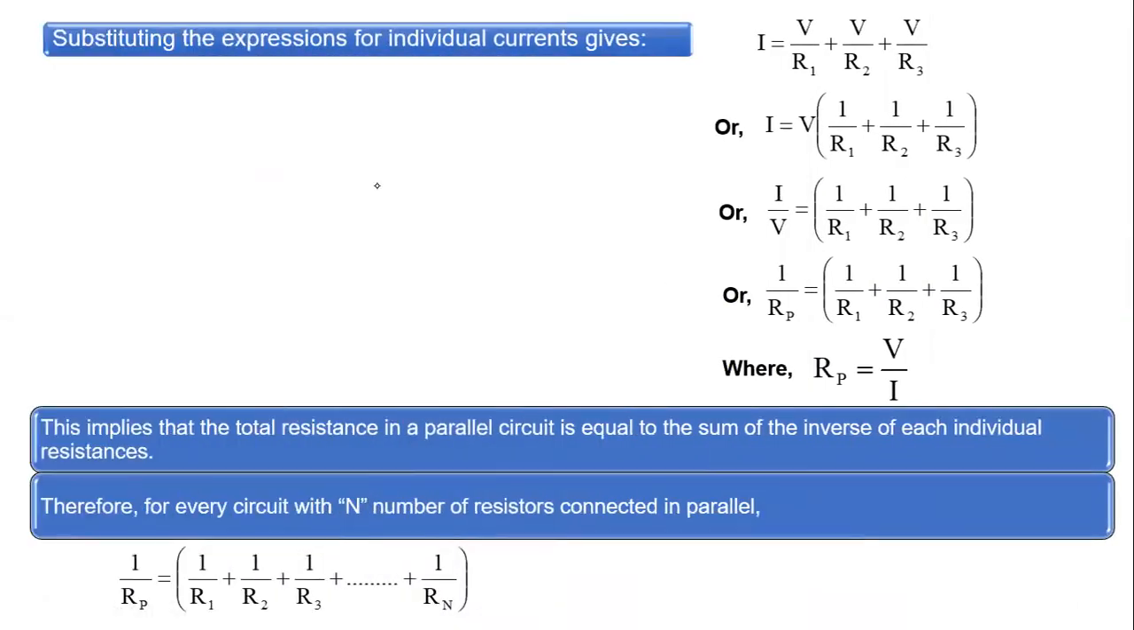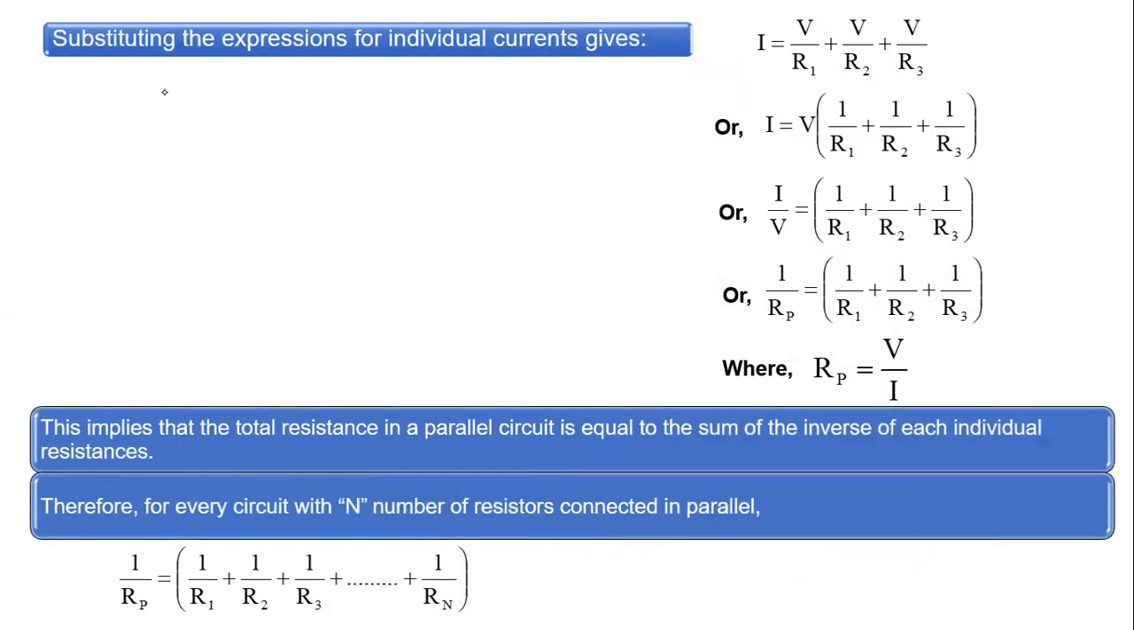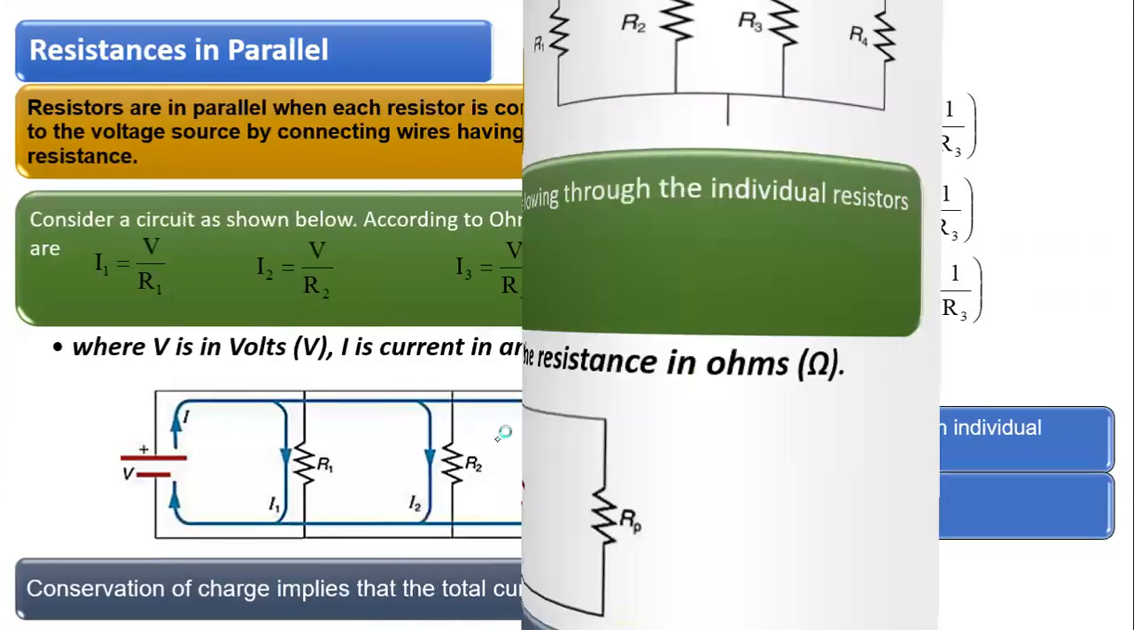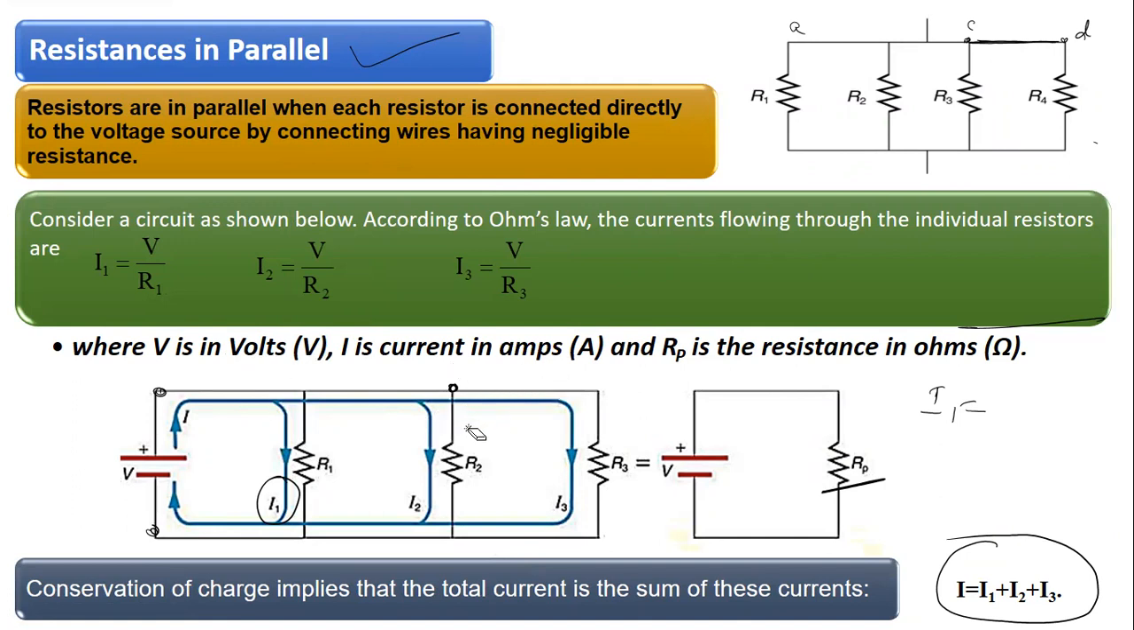Now if we replace, we know that I1, if you go to this particular diagram here, what is I1? I1 is equal to the voltage across this resistance R1, which is nothing but V, because the same voltage is appearing across this resistance also. So it is V by R1.